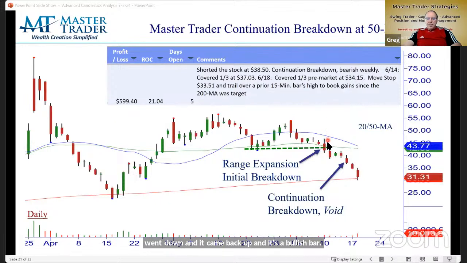And here's a topping tail bar. It took out the high. It's a weak stock. It was the recommendation, short the stock on the breakdown. And that was the management, covering it on the way down, when to move the stop. All of this is updated in the member area as well as in text messages, and we send these charts with the explanation as to what's happening. Everything we do is to continue to educate and reinforce what you learn.